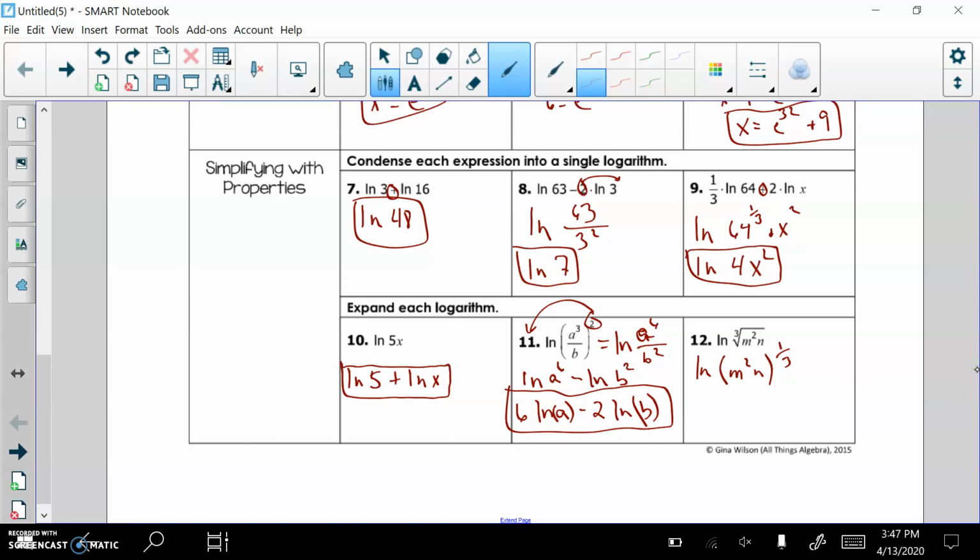The equivalent version of number 11 would be 2 parentheses natural log. What am I doing? Oh, 3 natural log of a minus natural log of b.